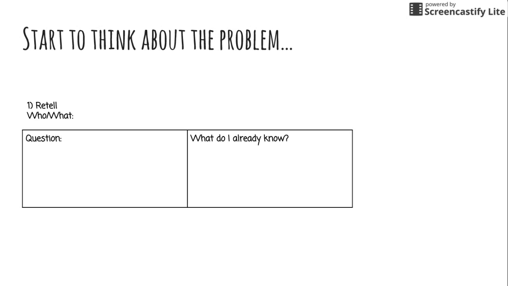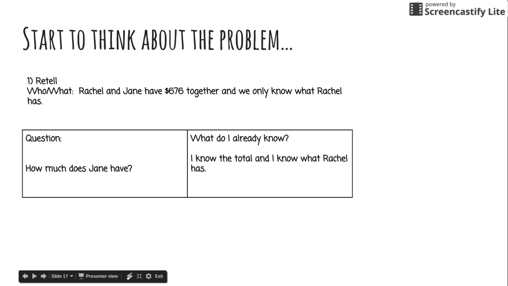Okay, so again, we're going to start to think about the problem. We're going to retell the story in our own words. What's the question and what do I already know? Well, in my words, Rachel and Jane have $676 together, and we only know what Rachel has. The question is, how much does Jane have? Well, what do I know? I know the total, and I know what Rachel has.